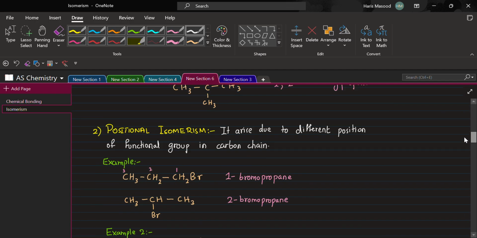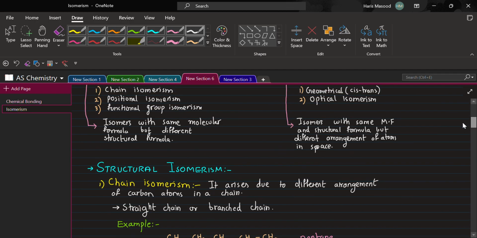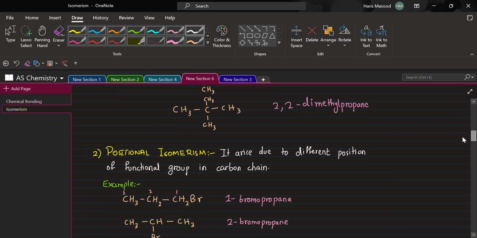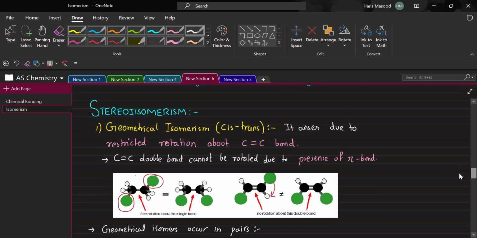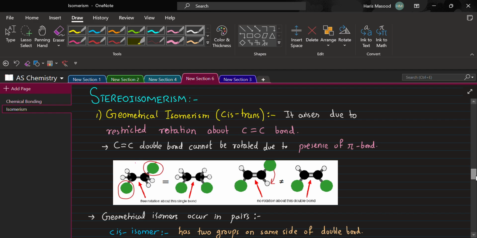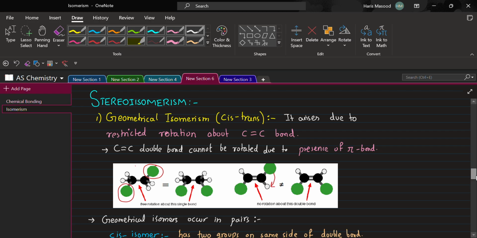So in functional group isomerism, compared to positional and chain, we are basically changing the structure generally. Coming on to stereoisomerism, in which both the molecular formula and the structure, the name would be the same, but the arrangement of atoms in 3D space would be different. So the first type is geometrical isomerism, that is cis-trans.